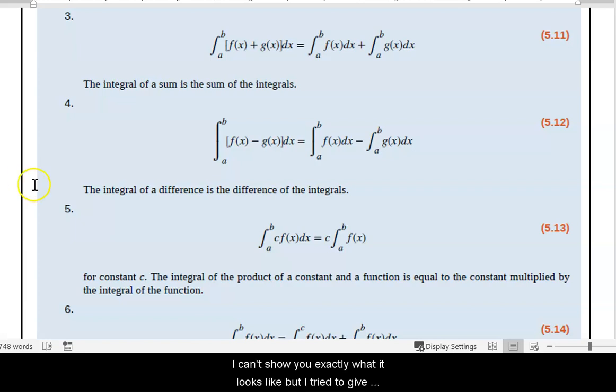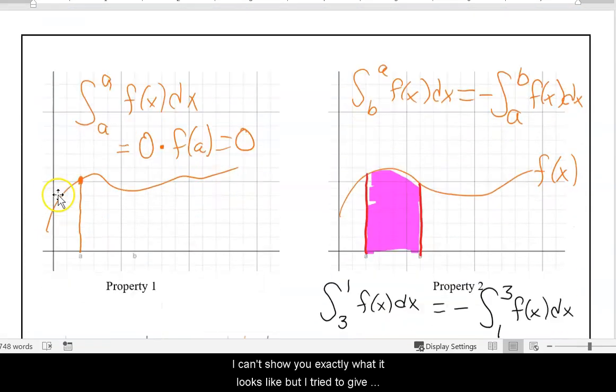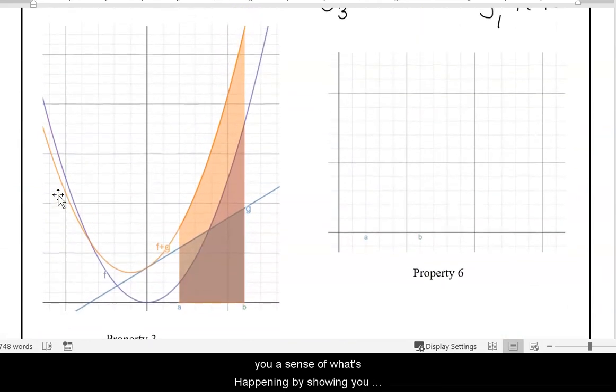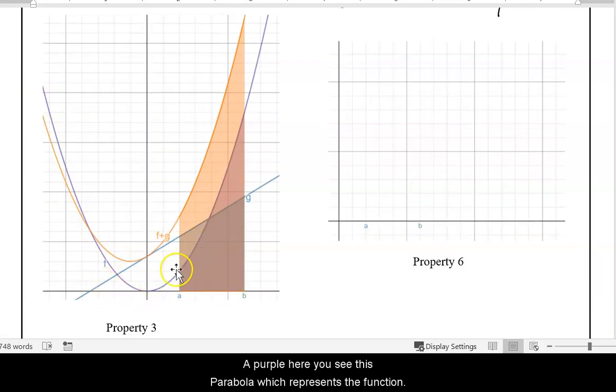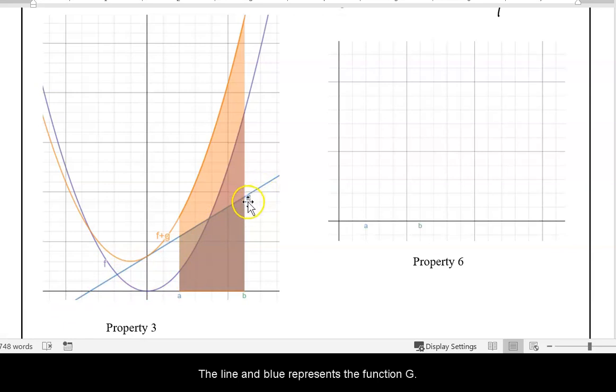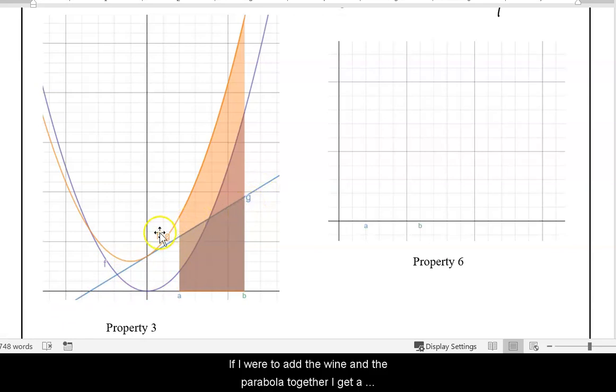I can't show you exactly what it looks like, but I tried to give you a sense of what's happening by showing you this graph here. This graph is illustrating for you property number 3. In purple here, you see this parabola which represents the function f. The line in blue represents the function g. If I were to add the line and the parabola together, I get a sort of lopsided looking parabola, which is the one here in orange.